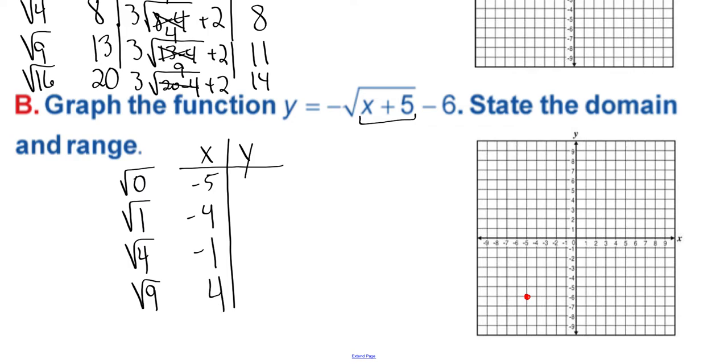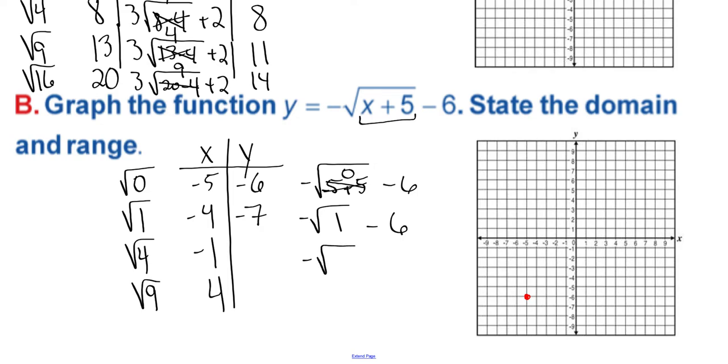Okay? So I'll just do the work for the first one here. So negative square root of negative 5 plus 5, minus 6. That's a 0. So negative 0 doesn't do anything. We got a negative 6. Okay? The next one, negative 4 plus 5 is 1. So we'll have negative square root 1 minus 6, which is negative 7. The next one we said is going to give us our square root 4. So we have negative square root 4 minus 6. So that's negative 2 minus 6, negative 8. And then the last one we said would give us a square root 9. So we have negative square root 9 minus 6, which is negative 9.